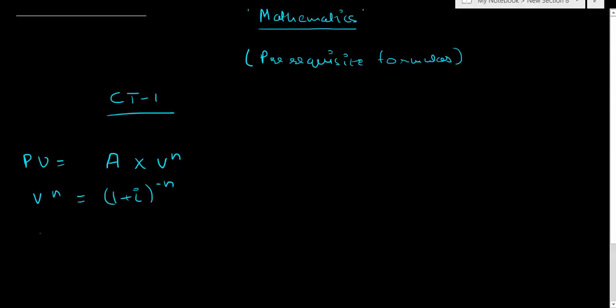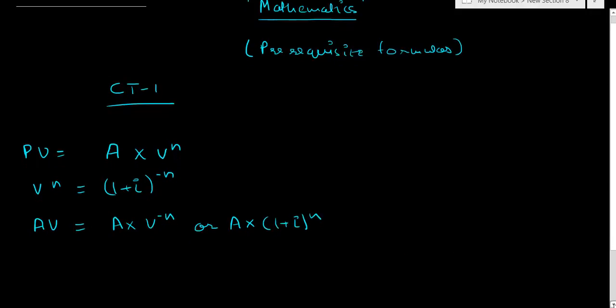and take them to the past. Similarly, accumulated value or AV was amount into v to the power of minus n, or I can write this as amount into (1 plus i) to the power of n. So this was what subject CD1 taught us about PVs and AVs, and this is what we will be using here.